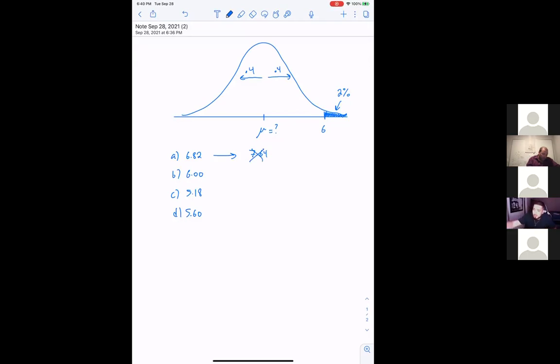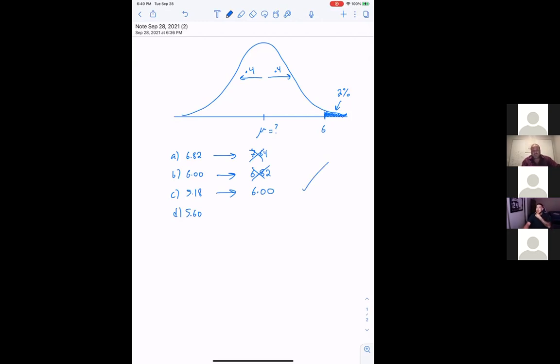Second inverse norm, the only change I'm going to make is make my mu 6.00. Everything else is exactly the same. And this one gives me 6.82. Is that correct? No. Now let's try 5.18. Change it to 5.18, go down to the bottom. This one gives me 6.00. That's correct. Okay, there you go.